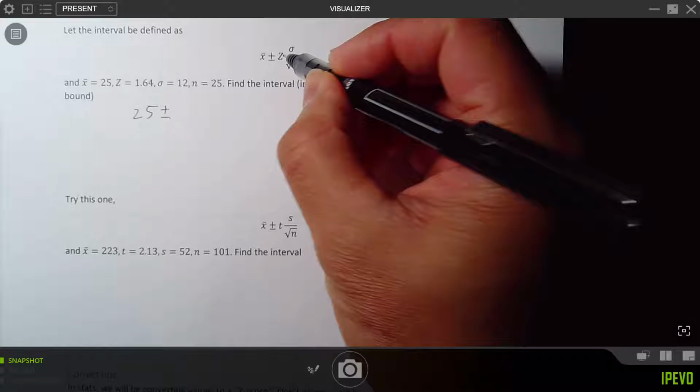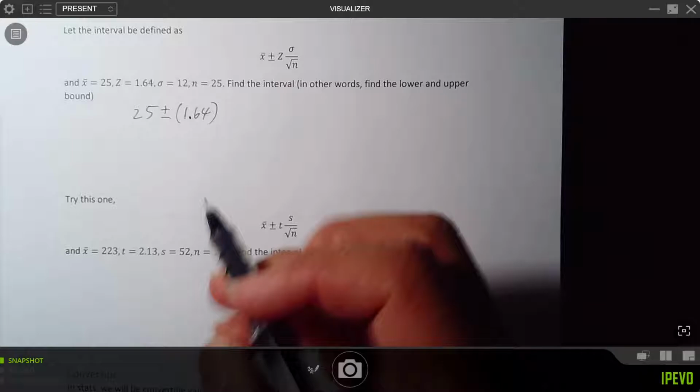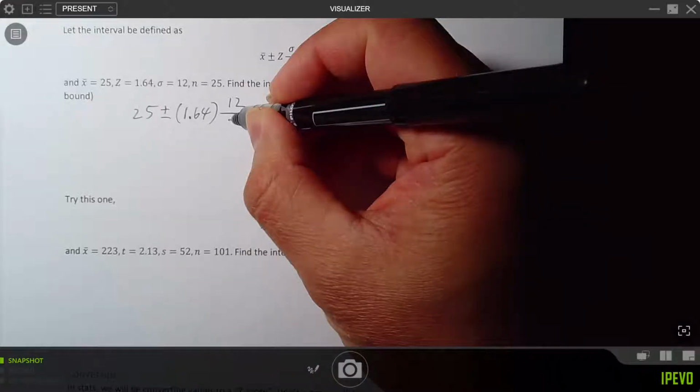Okay, and that way your variables or your numbers don't pollute each other, right? They don't collide with each other. Sigma is 12, n is 25. So we have square root of 25 here.